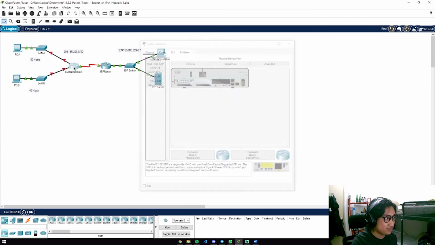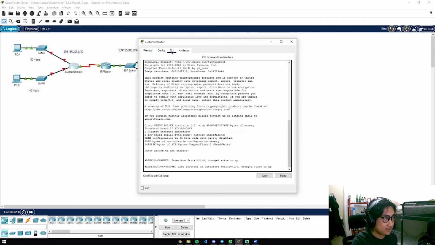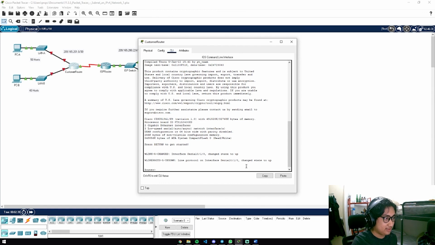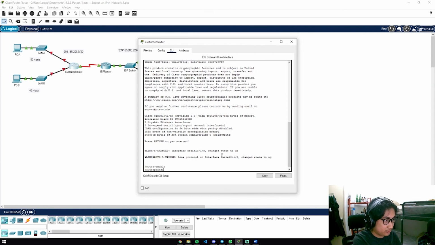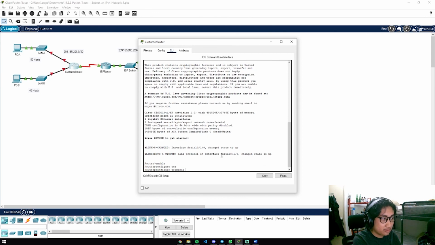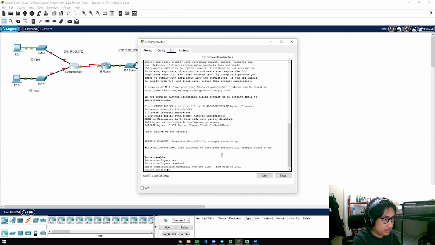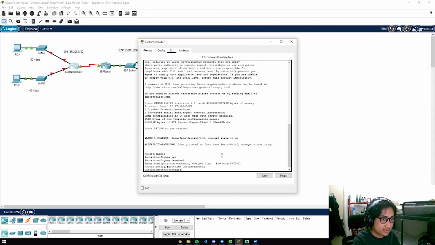First of all, we go to the customer router and click on CLI, and over here we are given a command line interface. So press enter to start using the CLI, and we have to enable it, and then type in configure terminal. I'm using tab to finish the words easily, and I will type in hostname customer router. Once that's done, we have to type enable secret class 123.